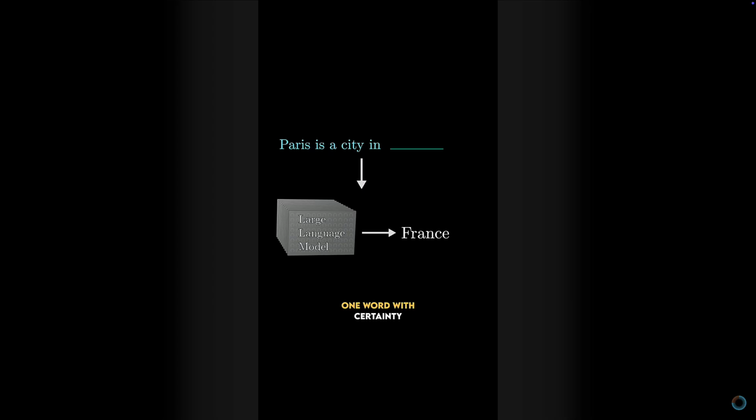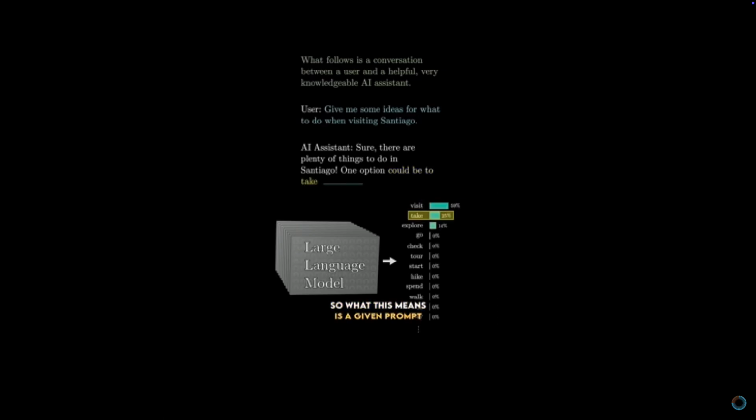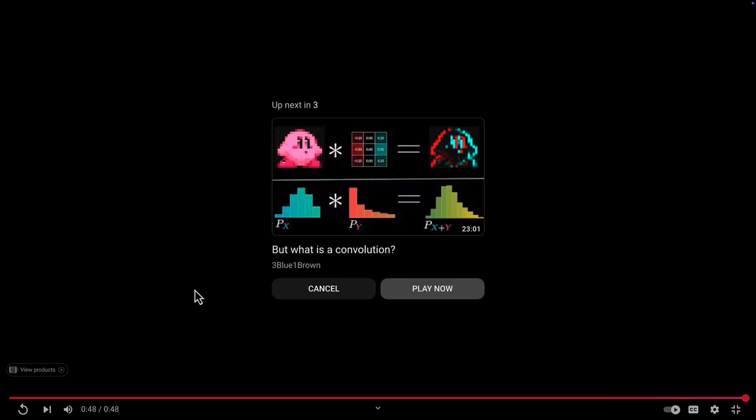Instead of predicting one word with certainty, though, what it does is assign a probability to all possible next words. In doing this, the output tends to look a lot more natural if you allow it to select less likely words along the way at random. So what this means is a given prompt typically gives a different answer each time it's run.